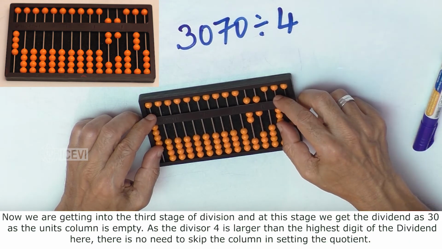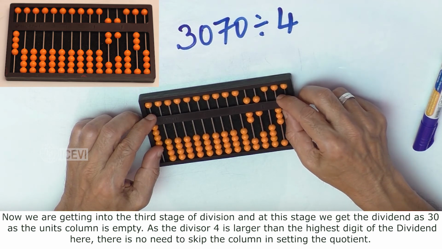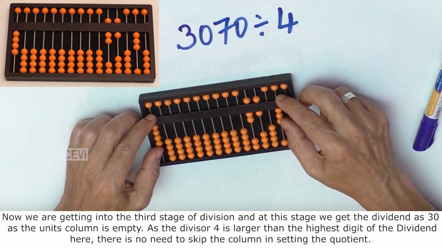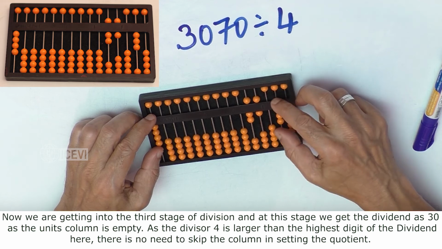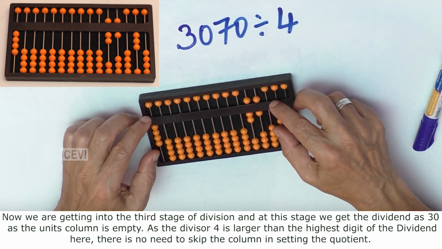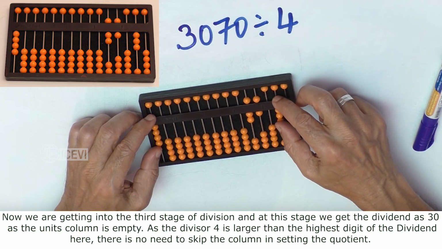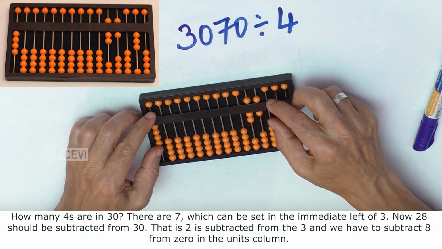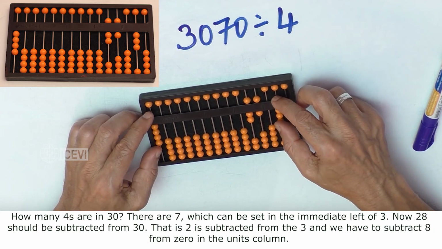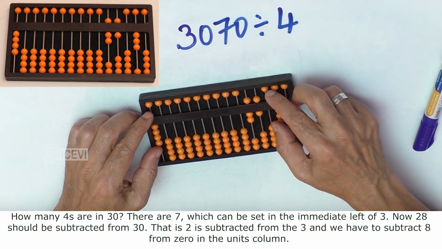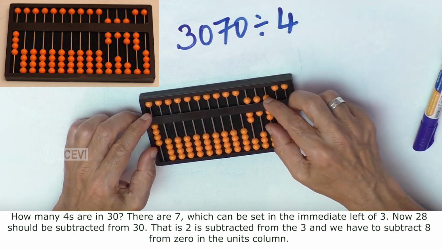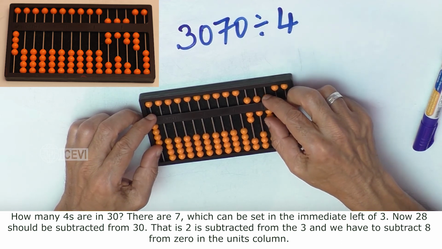Now we are getting into the third stage of division, and at this stage we get the dividend as 30, as the units column is empty. As the divisor 4 is larger than the highest digit of the dividend here, there is no need to skip the column in setting the quotient. How many 4s in 30? There are 7, which can be set to the immediate left. 7. Now 7 multiplied by 4 is 28.